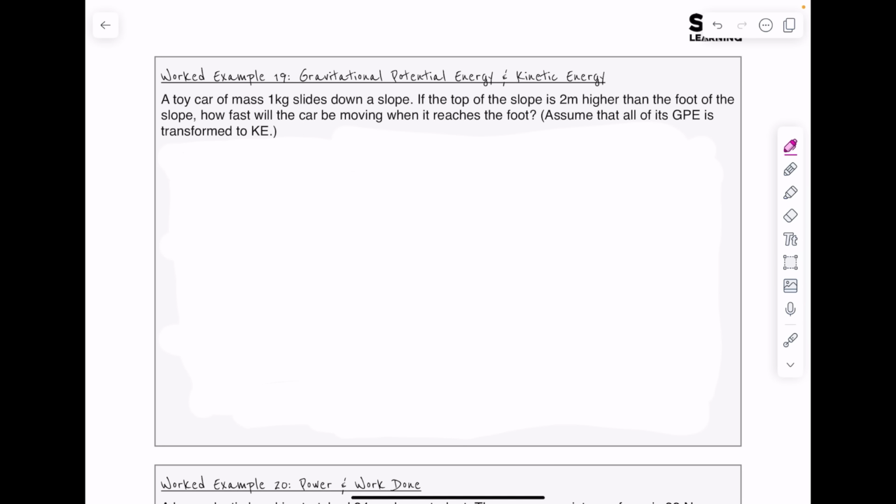We'll go through this example. A toy car of mass 1 kg slides down a slope. If the top of the slope is 2 meters higher than the foot of the slope, how fast will the car be moving when it reaches the foot? Assume that all of its GP is transformed to KE. So the first thing we need to do is work out the gravitational potential energy. So we use the equation mass times gravitational field strength times height. Our mass was 1, G, remember, is 10. The height we were told is 2. So that GPE is going to be 20 joules.